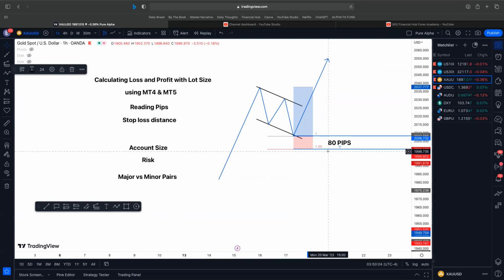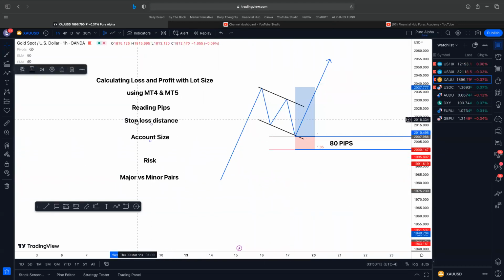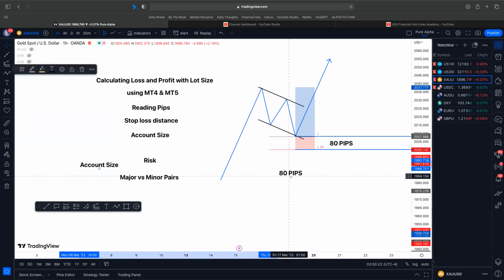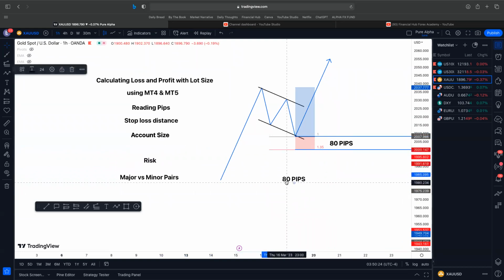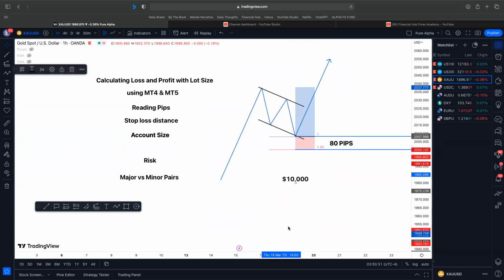So you already know you're risking 1%, or whatever amount you're going to risk in the account. The next thing you're going to do: we've known our stop loss distance, now we want to calculate the lot size. What is your account size? Because this is really going to matter. Let's say you're trading a $10,000 account. You can do this for any account that you're trading.